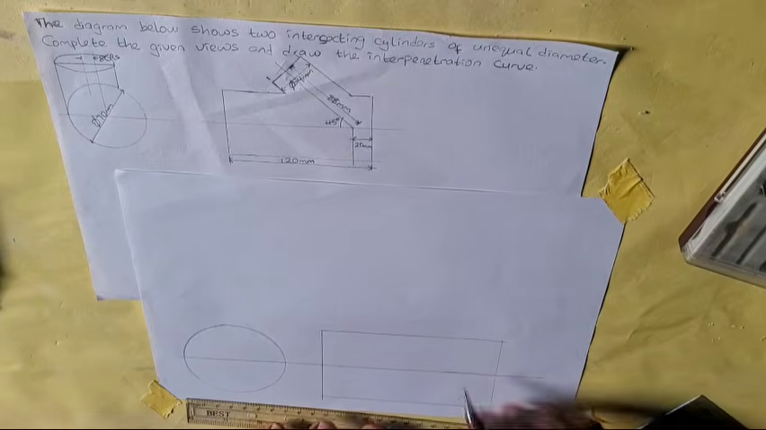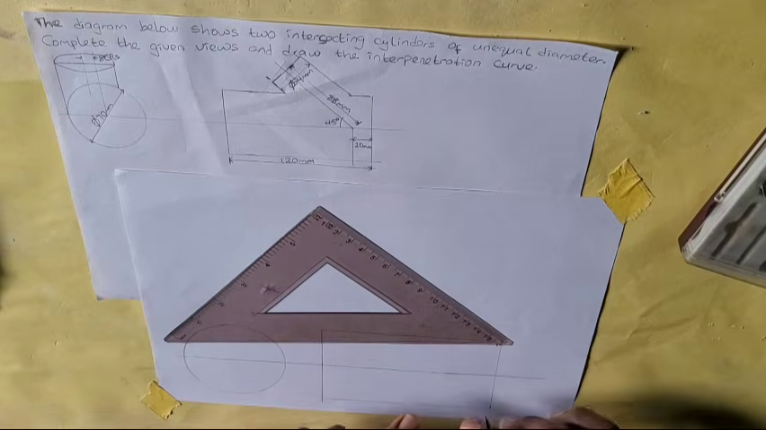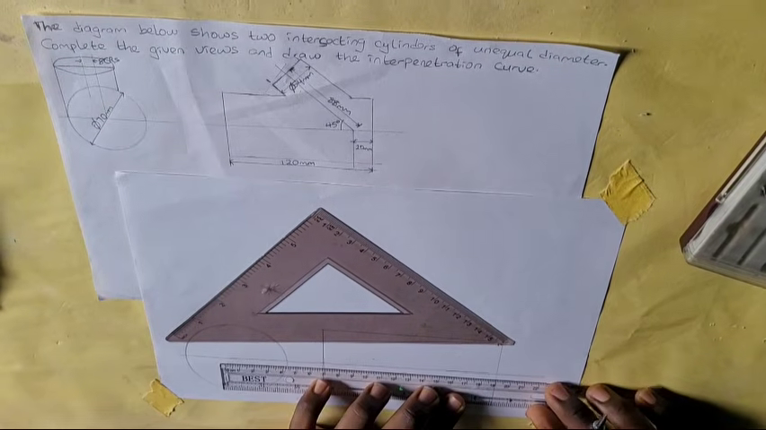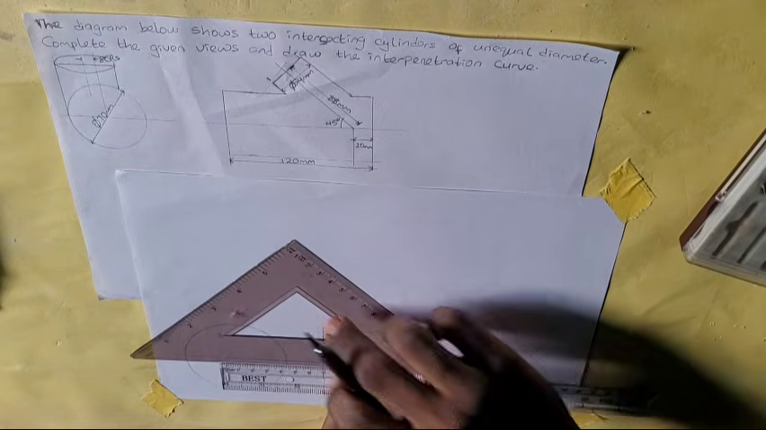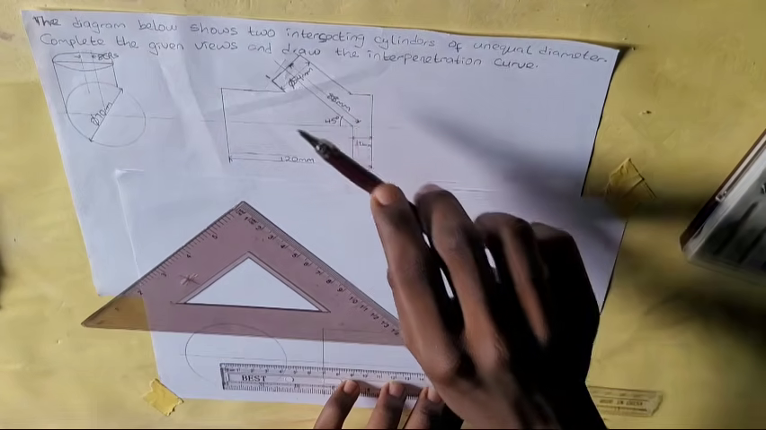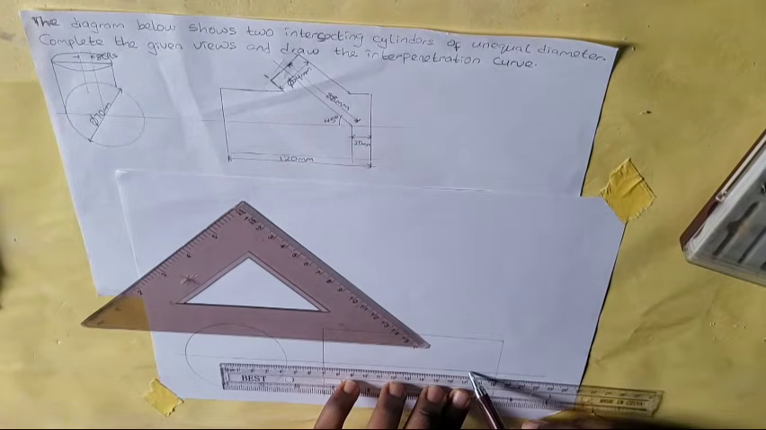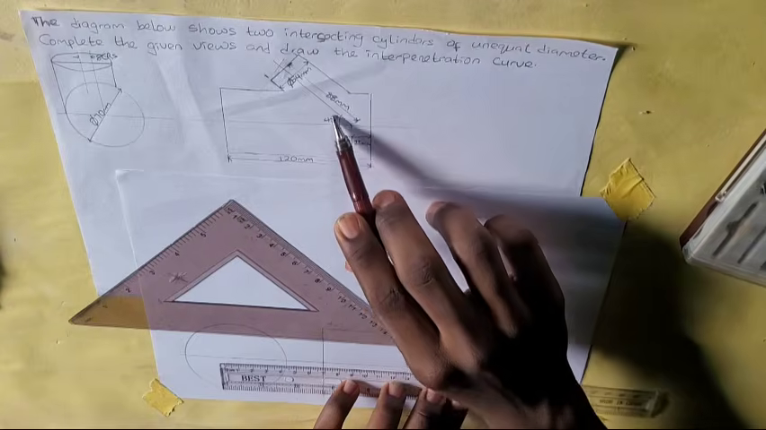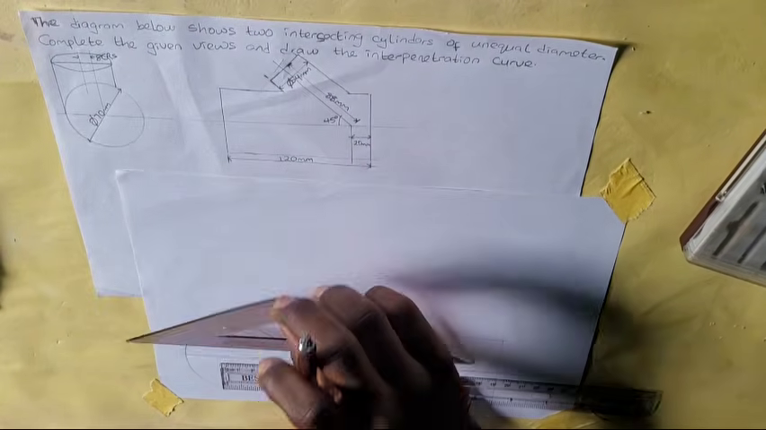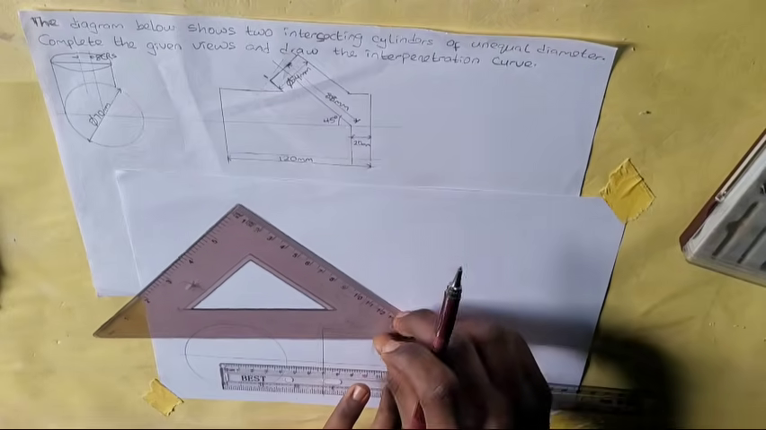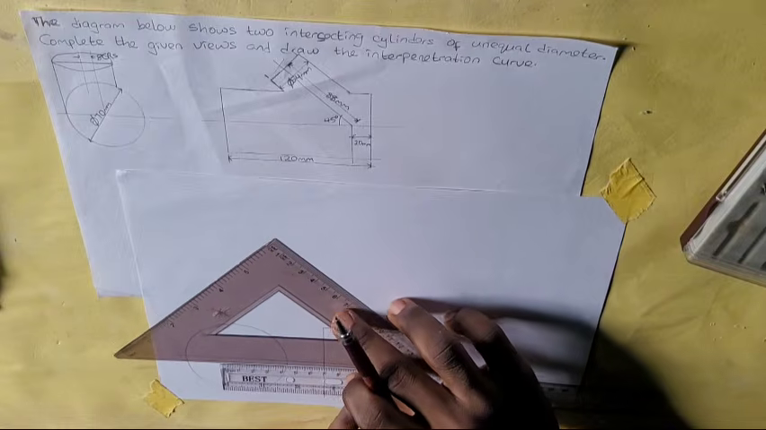Now from this point, we're going to use our 45-degree set square. Both sides are 45 degrees. This line is at 45 degrees to this line. So we're going to draw a line so that it will be at 45 degrees to this line using our 45-degree set square. The set square has this side and this side as 45 degrees. So I'm going to draw a line.